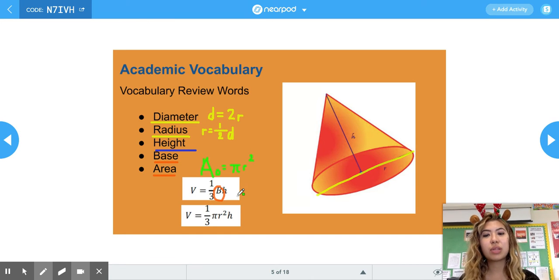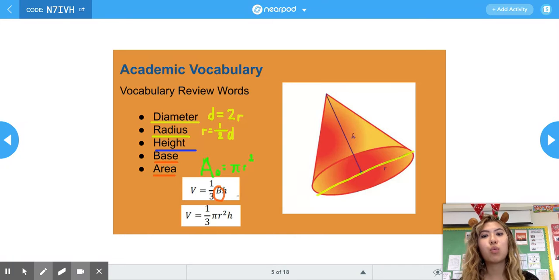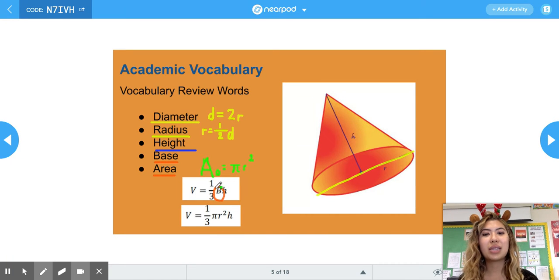So to break down this formula for volume of a cone, we have 1/3 times the base area, which is the same thing as pi radius squared, times the height. And so that's why we can simplify or further extend the equation to be V is equal to 1/3 times pi r squared times height.